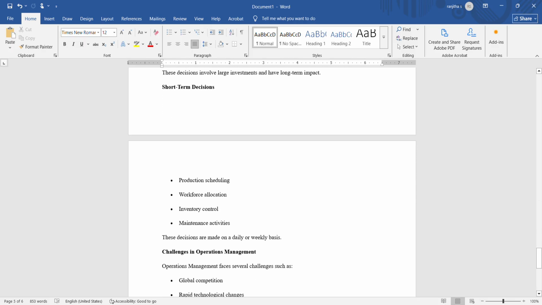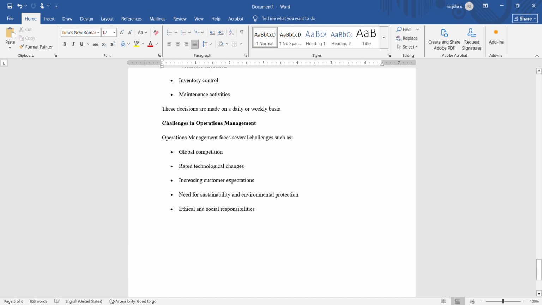In today's business environment, operations management faces several challenges. Global competition has increased pressure on organizations to reduce cost and improve quality. Rapid technological changes require continuous upgrading of processes and skills. Customer expectations are also increasing in terms of quality, speed, and customization. Operations management must also address challenges related to sustainability, environmental protection, and ethical practices.